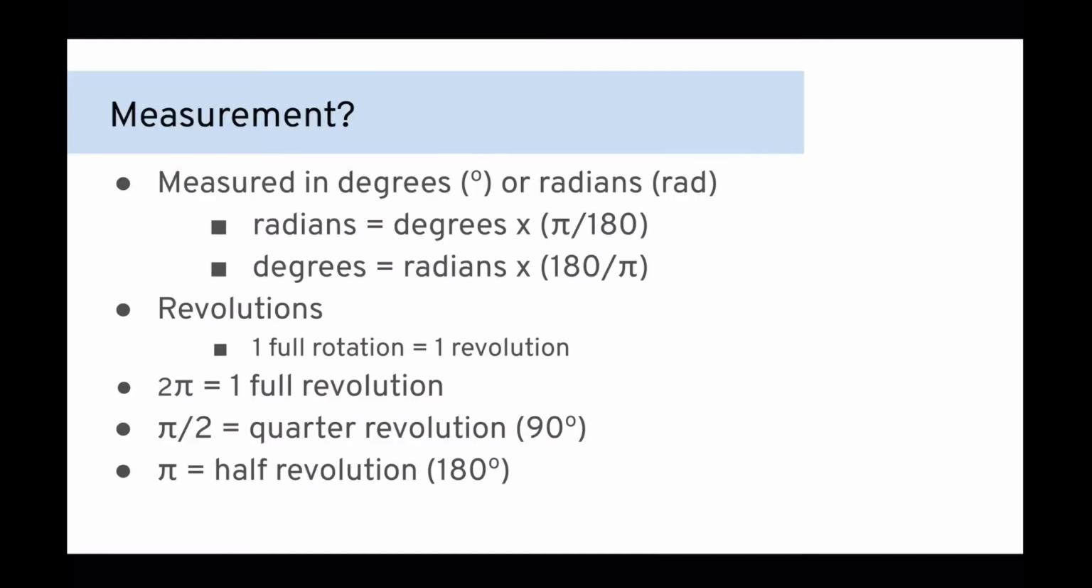When measuring angular motions, you either use degrees, radians, or revolutions. To figure out the radians, you multiply the degrees by pi divided by 180. While figuring out degrees, you multiply the radians by 180 degrees divided by pi, and 2 pi is 1 full revolution. Pi divided by 2 is a quarter revolution, or 90 degrees, and pi is a half revolution or 180 degrees.